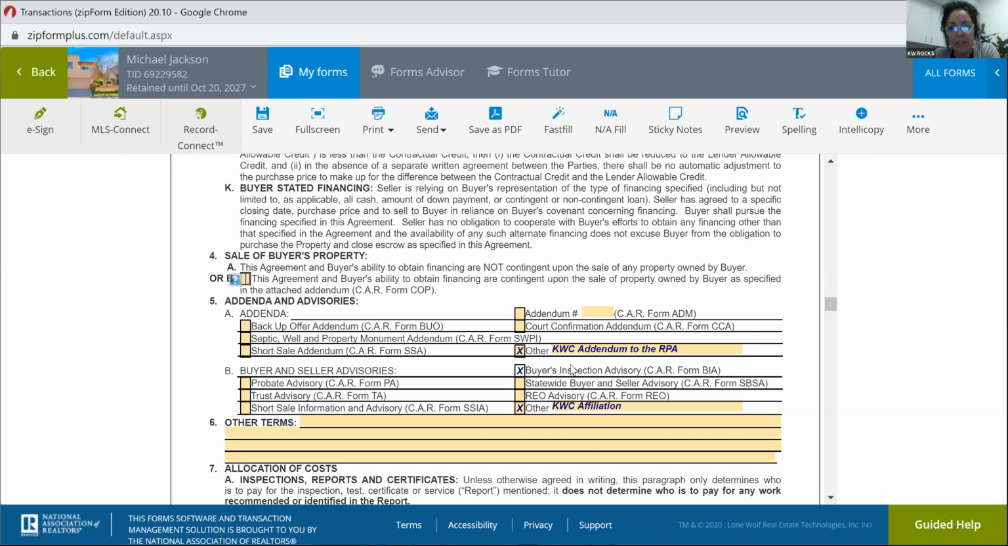Yeah, so it's just relevant to each particular office. And then obviously it defaults to the buyer's inspection advisory, the BIA that's attached to this RPA. And then you check the box KWC affiliation. Like I said, that document is also, June, I emailed those to you. You got those?